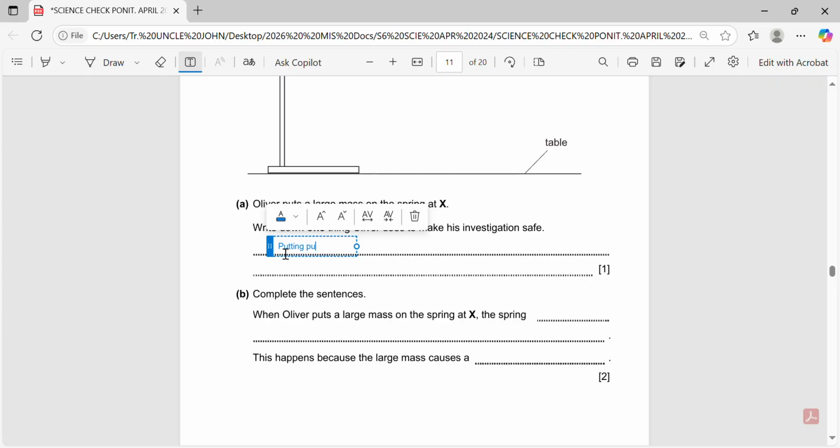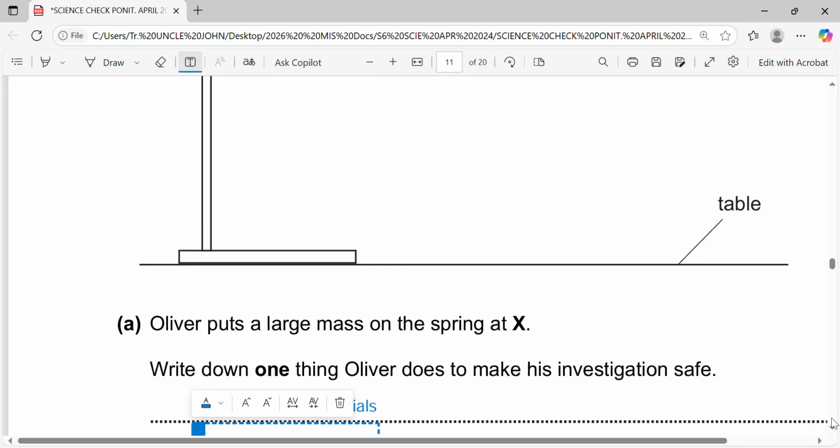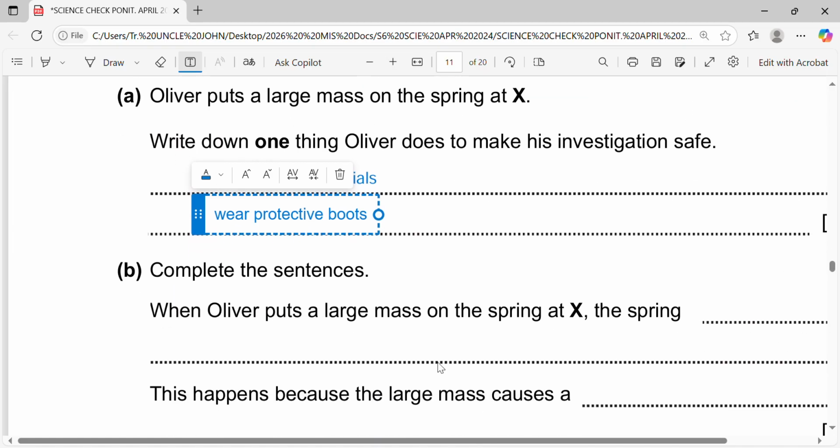Putting padded materials. Or you can again say keep feet out of the way, or wear protective boots. Wear protective boots. Putting padded materials, wearing or putting on protective boots.